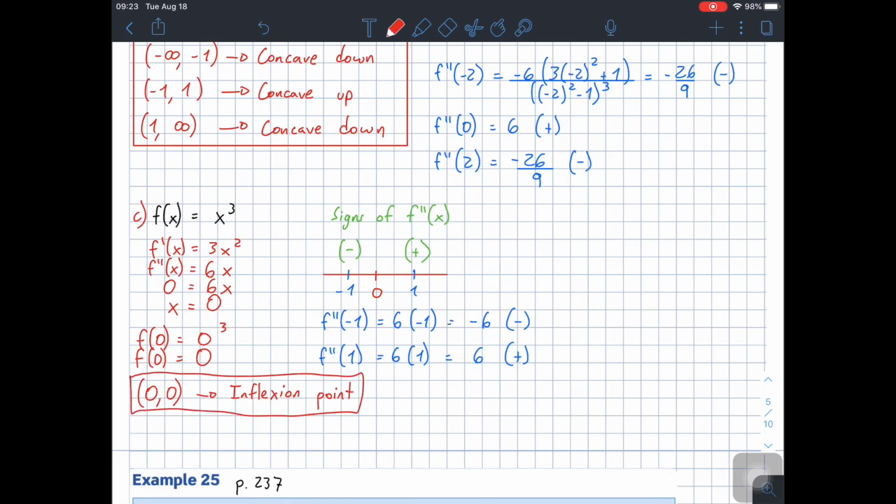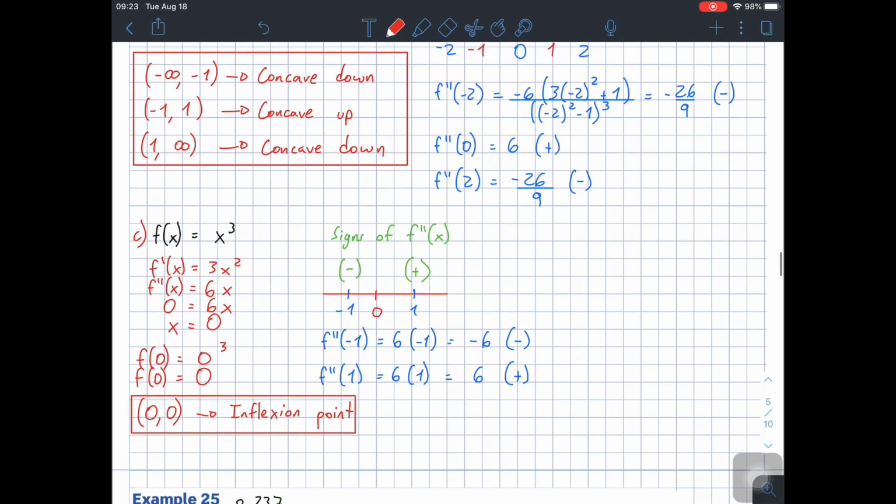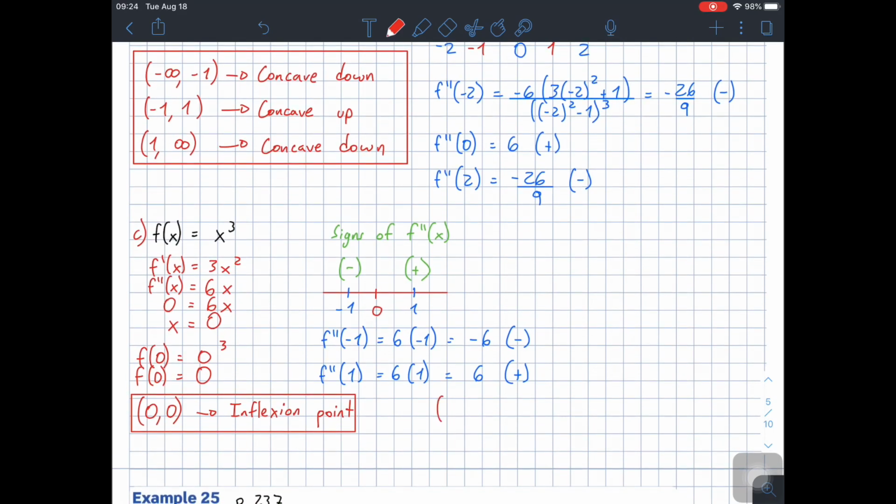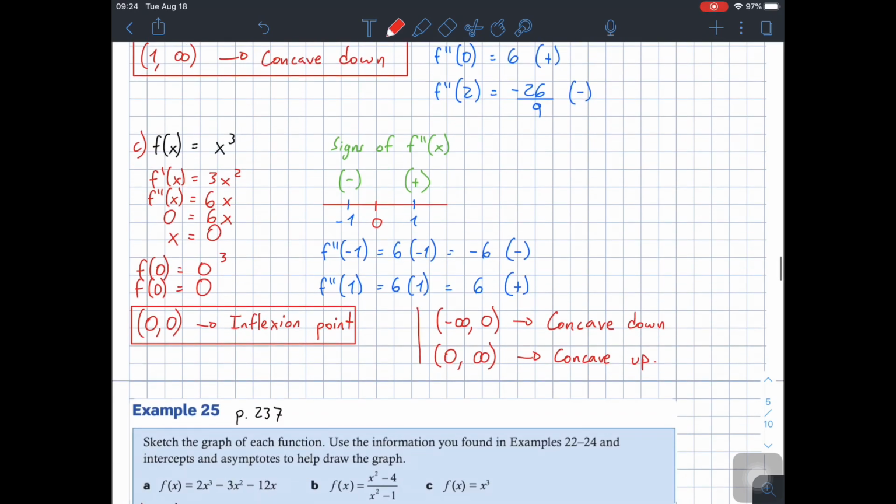And then if we analyze the signs, we're going to say that from negative infinity to 0, which is our critical number, the function is concave down, right? So concave down. And from 0 to positive infinity, it is concave up. Okay, so this is our second result for this exercise.